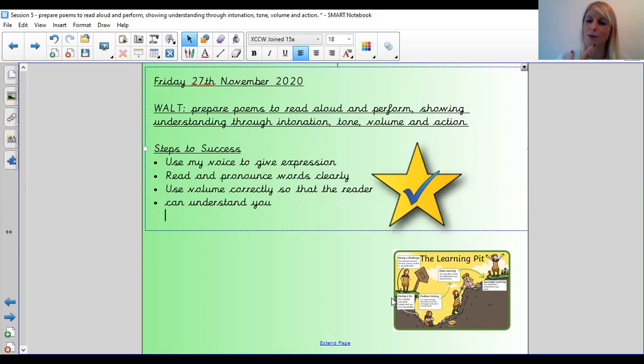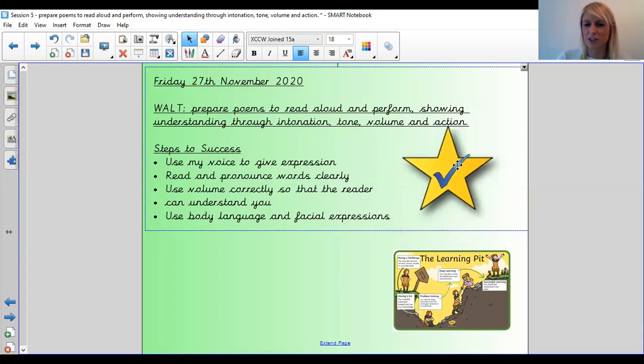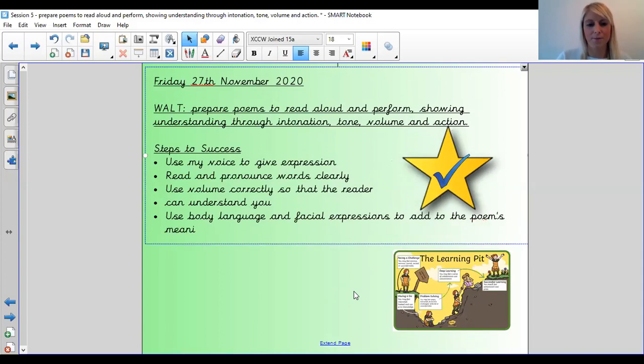And then what about those actions? So I did do a smile in mine in the right place, but maybe it was a little bit of a silly one, because we do want people to take us seriously when we perform these. So I'm going to say use body language and facial expressions. I think it should really add to the poem, shouldn't it? It shouldn't take away from it. It shouldn't just make people think you're being silly. So use to add to the poem. Meaning, I'm going to say.